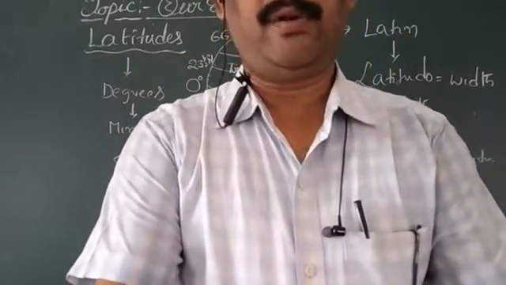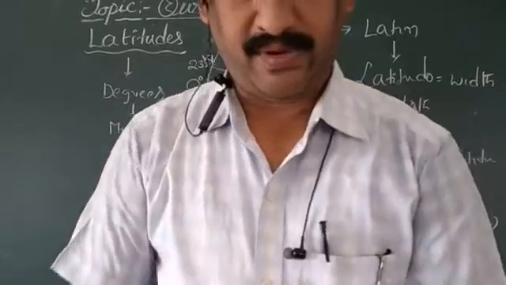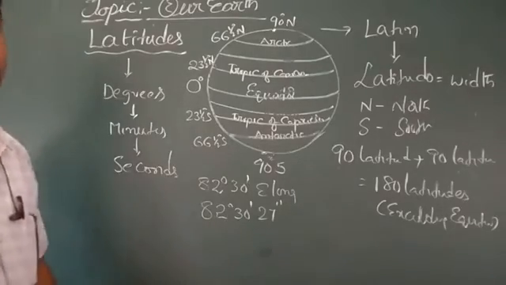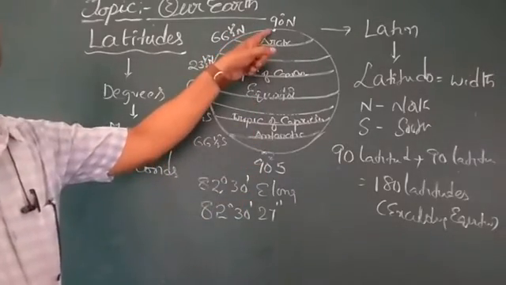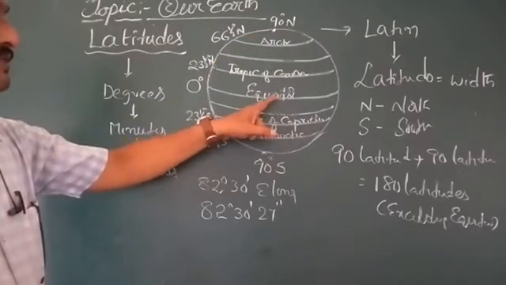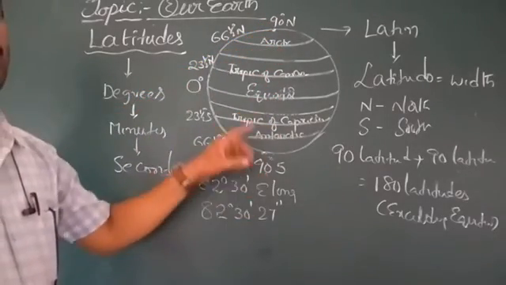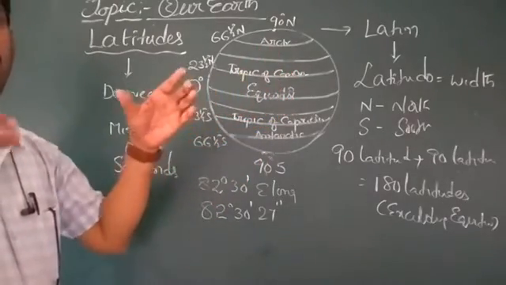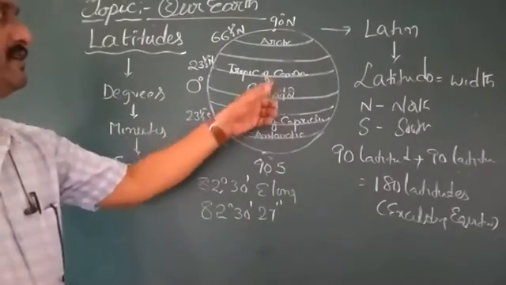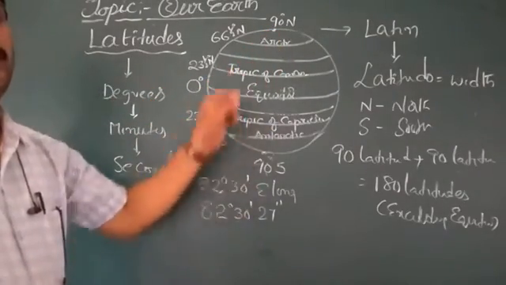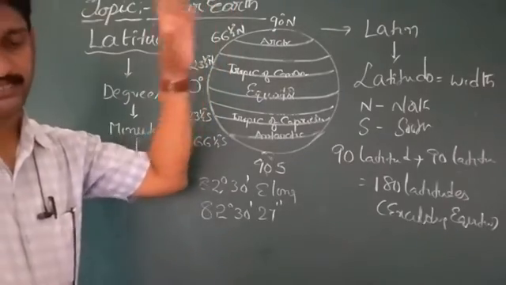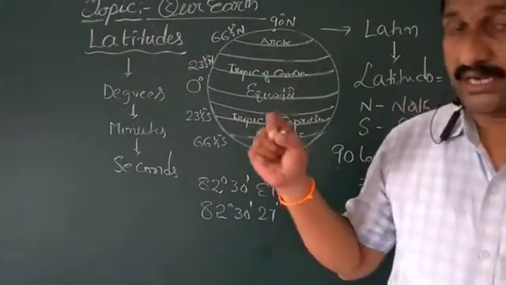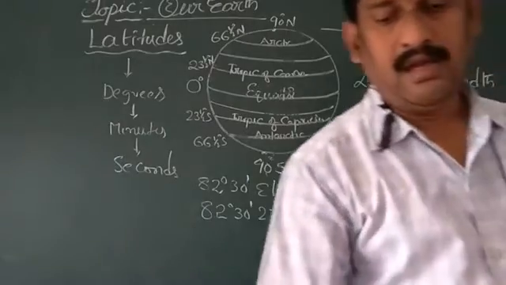Now, another topic we are going to discuss: all other latitudes gradually become smaller towards the poles. Already I said this point. Whenever we are moving from the equator towards the North Pole or South Pole, the latitude circles decrease in radius, and when we reach the North Pole and South Pole, they indicate a point. They are just points at the poles, 90 degrees north and 90 degrees south.